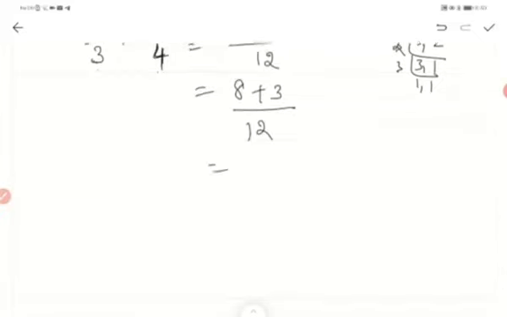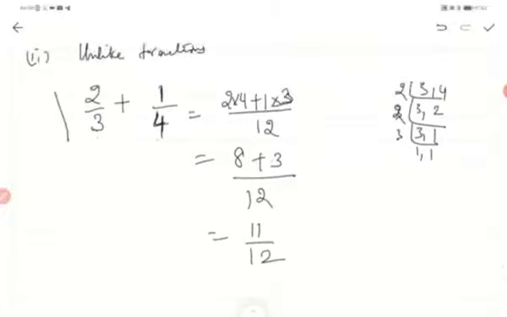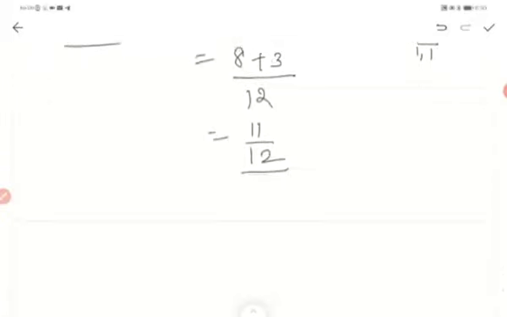So this is 8, 9, 10, 11. 11 by 12. So your addition of these two unlike fractions is how much? 11 by 12. So you just need practice for this. These are important. You practice very well.